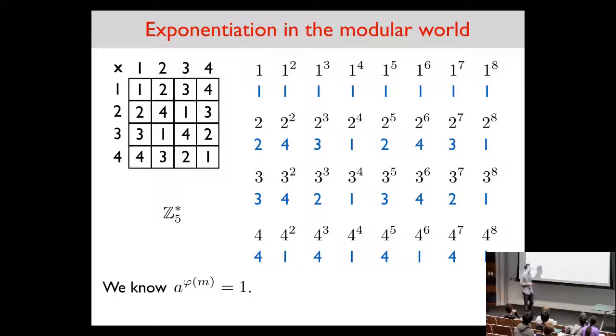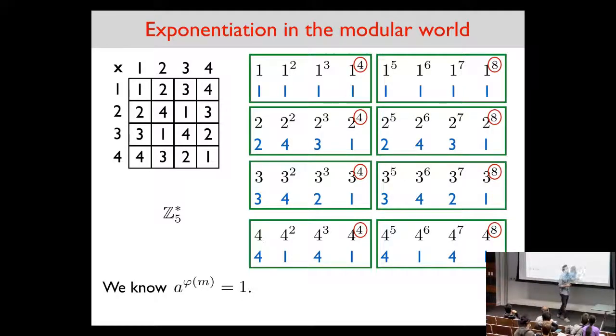Now, here's the interesting thing. We know that a to the phi of m, the size of the multiplicative group, is equal to 1. So what is phi of m in this case? It's 4. So when I look at the powers of 4, I should see a 1 in the corresponding location, and I do, which is good. And that means if I go to 8, and then 12, and then 16, and so on, I will again see a 1. Because as we said, once you come to 1, you will just repeat these elements.